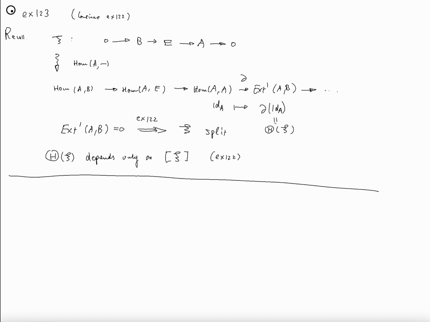Okay, so one thing we haven't answered but is very natural is what's the relation between this obstruction and the extension class of A, B. So this is our exercise today.